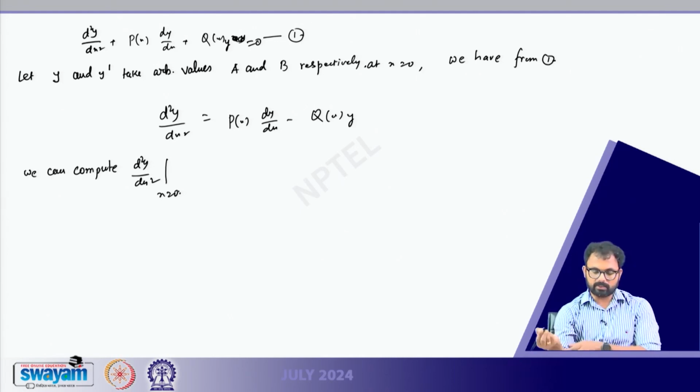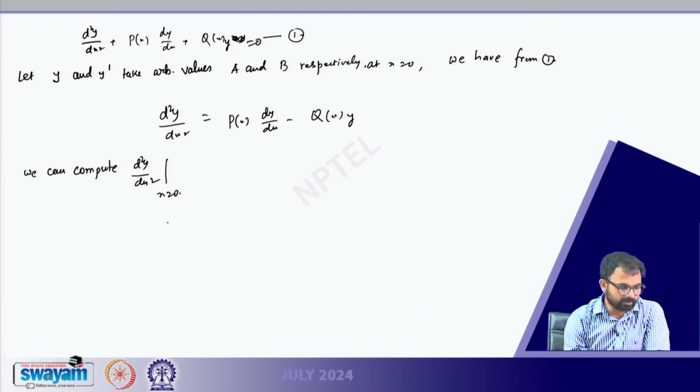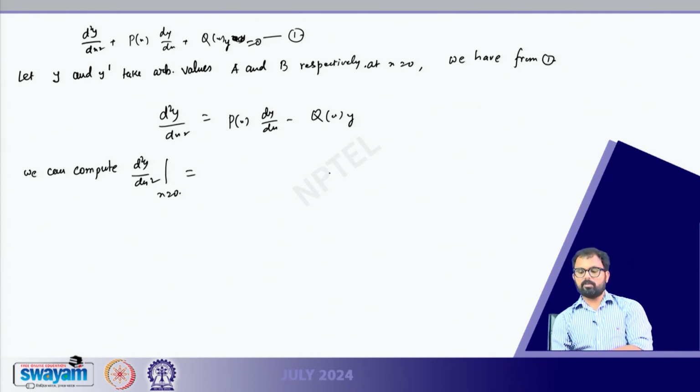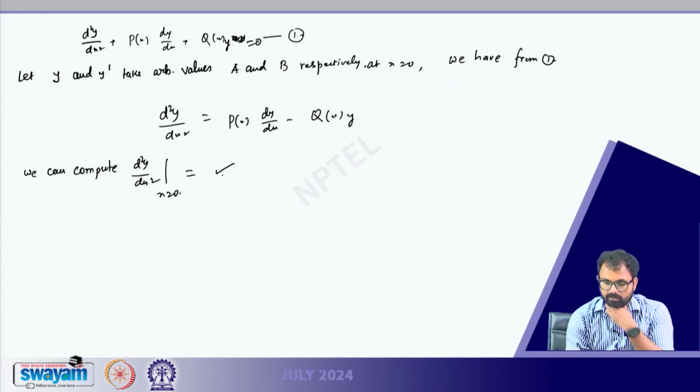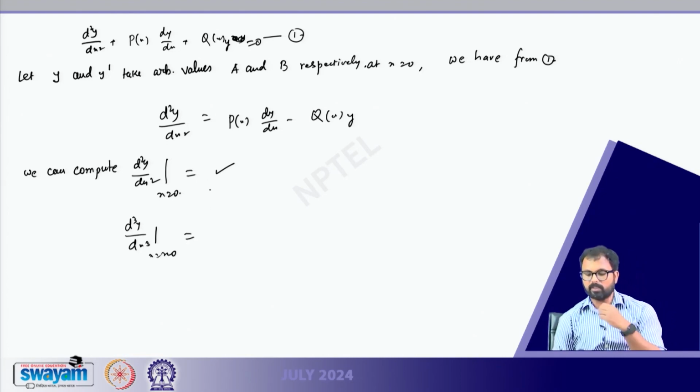So, then in that case it is just an ordinary point, and therefore, it can be computed that d square y by dx square equals minus p at x equals to 0 times dy by dx at x equals to 0, minus q x at x equals to 0 times y at x equals to 0. So, we can compute d square y by dx square. Now, we can also compute d3 y by dx cube at x equals to x 0.